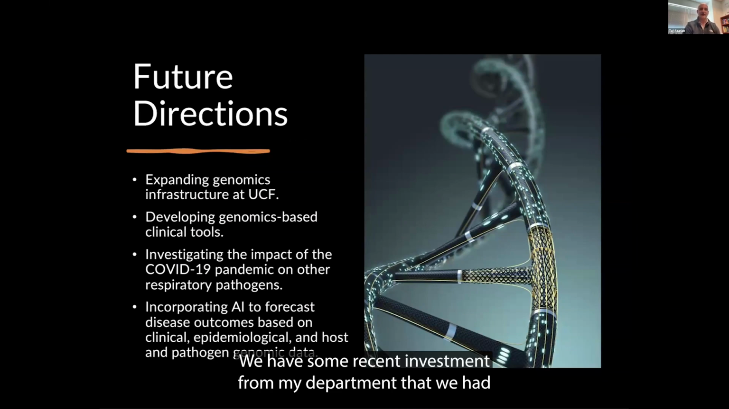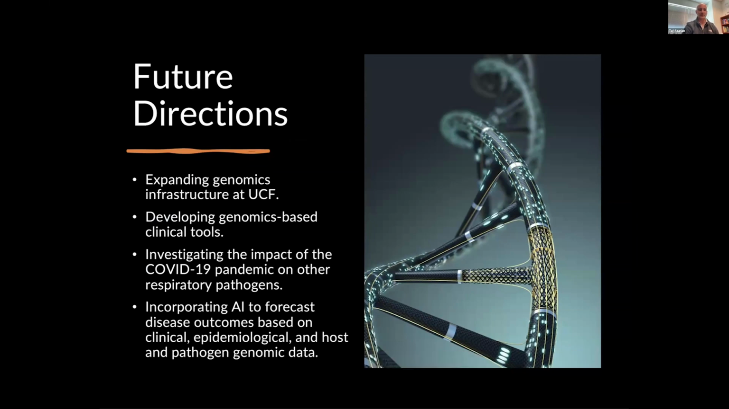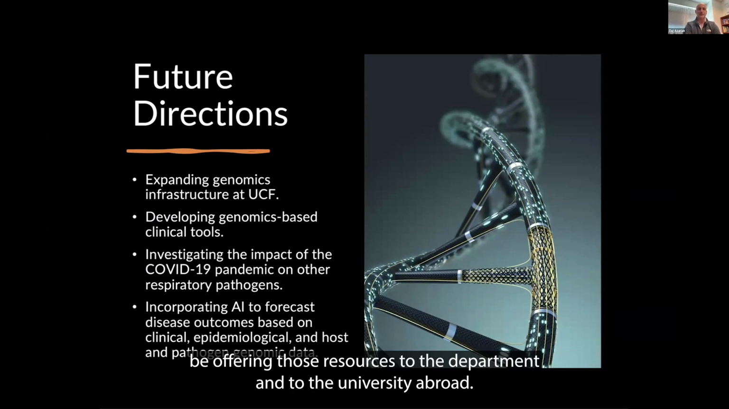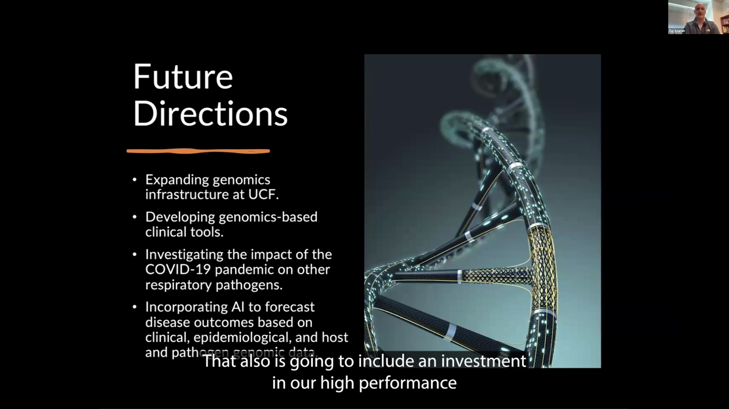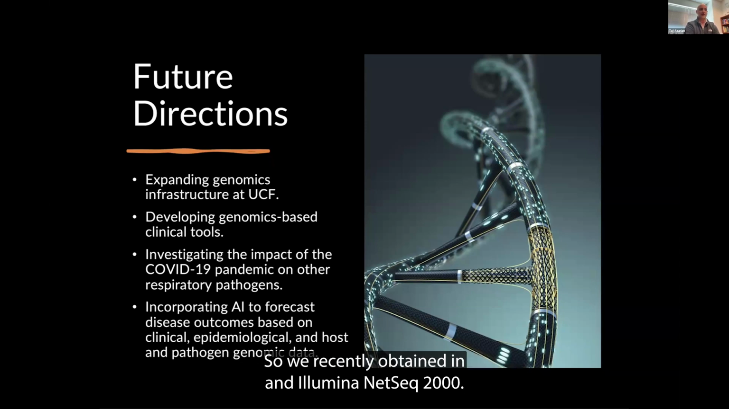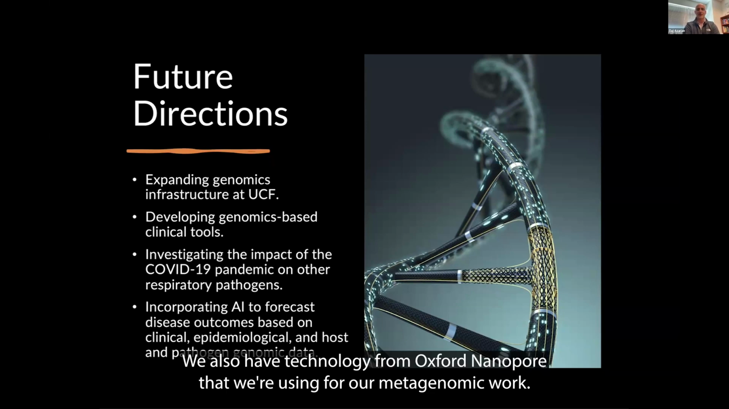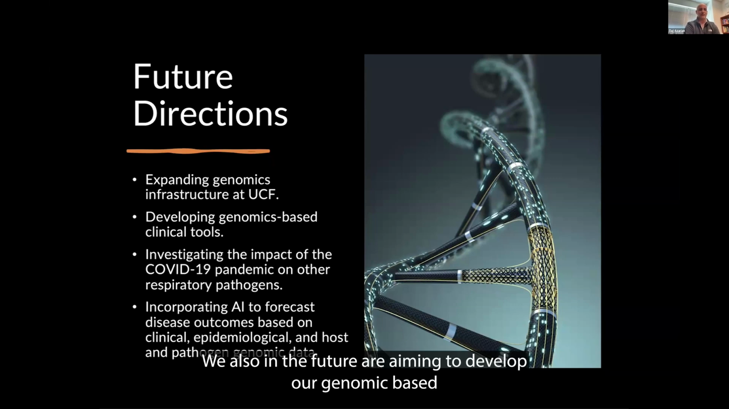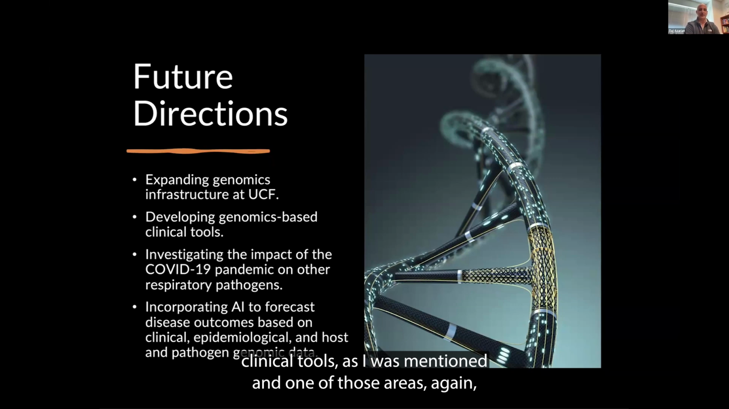Thinking about future directions, one, as was mentioned, I'm really invested in expanding genomics infrastructure at UCF. We have some recent investments from my department, from some funding, to be able to build our sequencing capabilities here. And we're going to hopefully in the future be offering those resources to the department and to the university broadly. That also is going to include an investment in our high-performance computing cluster to be able to support the technology that we're obtaining. So we recently obtained an Illumina NextSeq 2000. We also have technology from Oxford Nanopore that we're using for our metagenomic work. We also, in the future, are aiming to develop our genomic-based clinical tools.